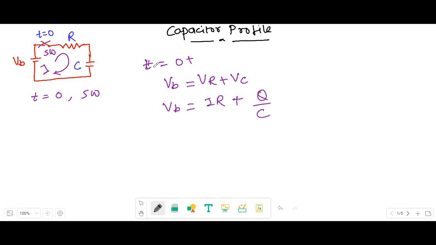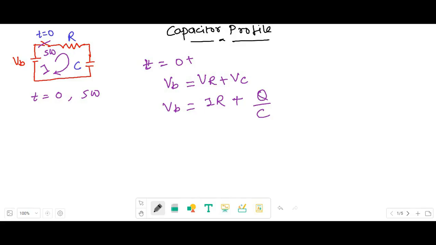So what is going to happen? Once you close the switch, the charging of the capacitor progresses. At the very first moment of closing the switch, t equals 0 plus, your capacitor initially acts as a short circuit, so it is going to draw a huge amount of current, but this current is being limited by the resistance R. The charging current is going to be VB divided by R.